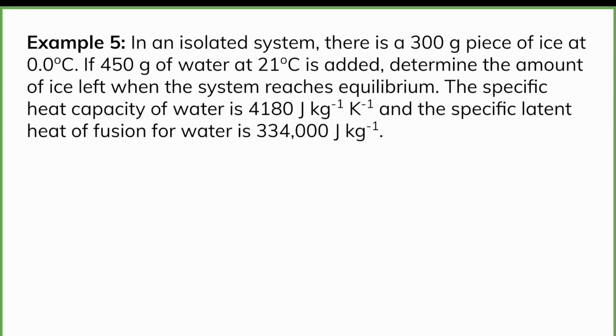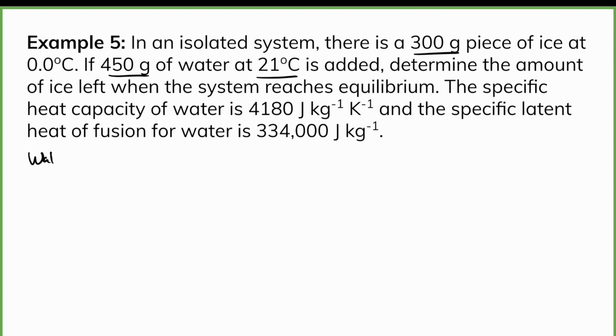Okay, in this question we have 300 grams of ice at 0 and 450 grams of water at 21 degrees Celsius. And we have to determine the amount of ice left when it reaches equilibrium. And so the question gives us a bit of a clue, so we don't have to do any extra work. What it's indicating here is that there's not enough thermal energy in the water to melt all of the ice. And so the equilibrium point is going to be 0 degrees Celsius. If there's ice remaining, that means it's remaining at 0 degrees Celsius.